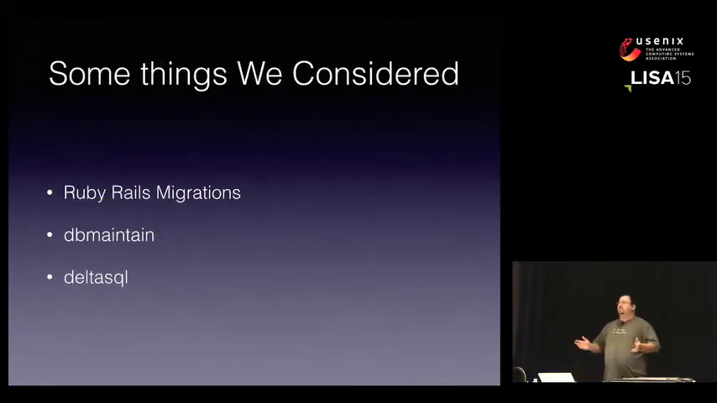There are a lot of tools out there that can manage the various ways to deploy database migrations. Ruby Rails has its own rake migrations, things of that nature. There's dbmaintain, good product. Delta SQL, good product. There's a handful of them. These are the three that I looked the most closely at.